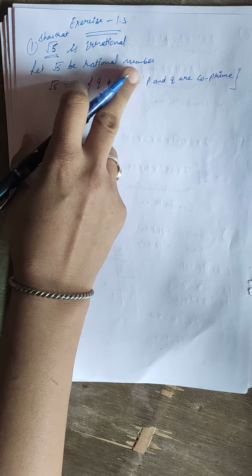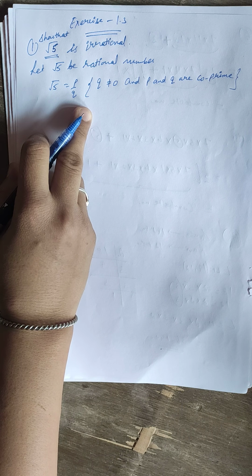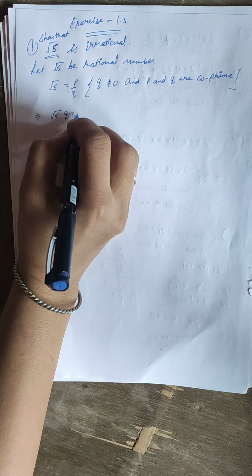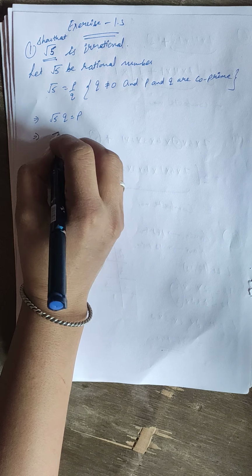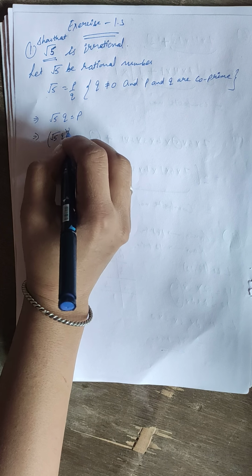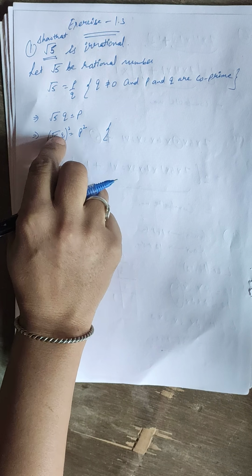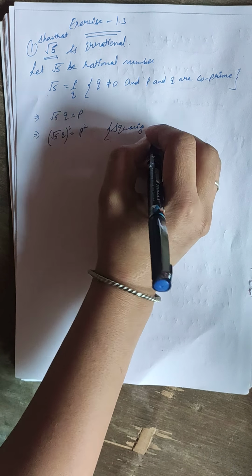Root 5 we are considering to be a rational number. If it is rational then it can be written in the form p by q. Now simply we cross multiply. Q will go to the opposite side in multiplication form only, and then we are going to square both sides. Now if we are doing squaring, then that should be done on both sides. This you have to take care of. We are squaring both sides.